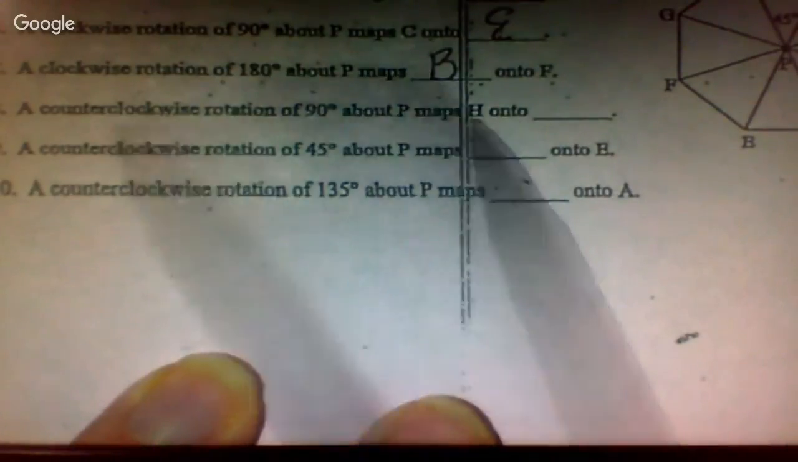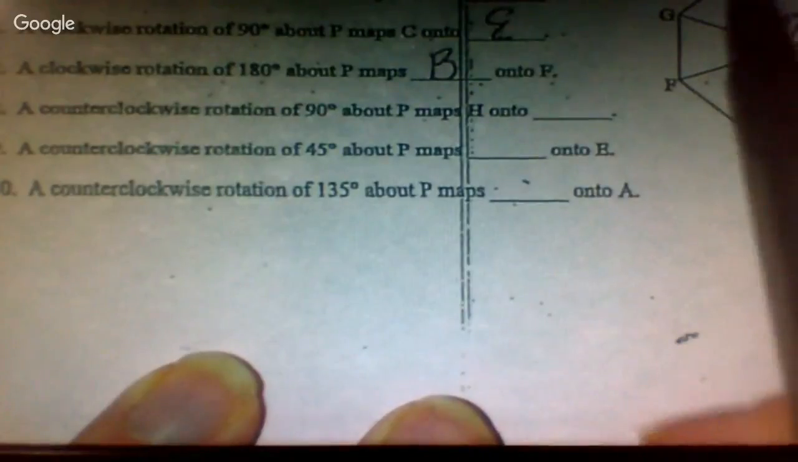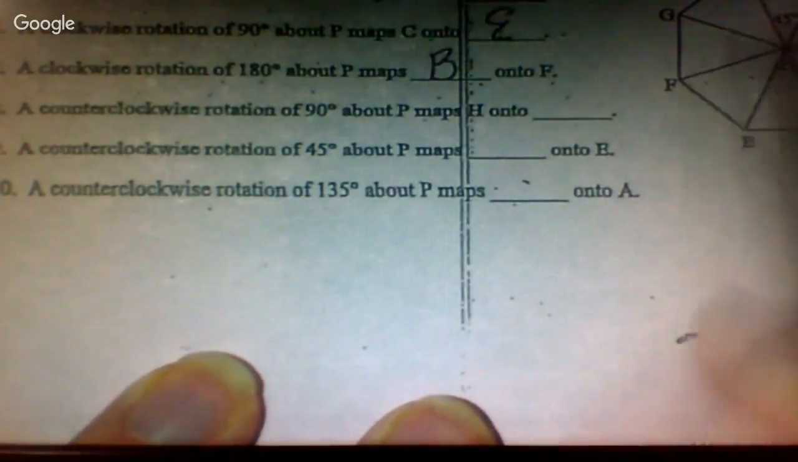Okay, so now we're at H. We're starting at H. We want to go 90 degrees counterclockwise. Where do I end up? F.